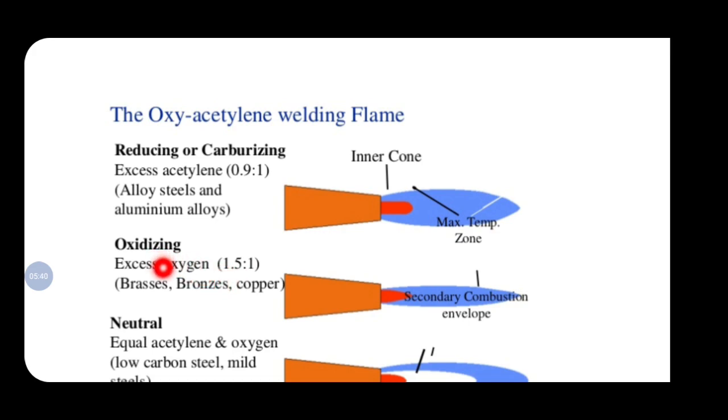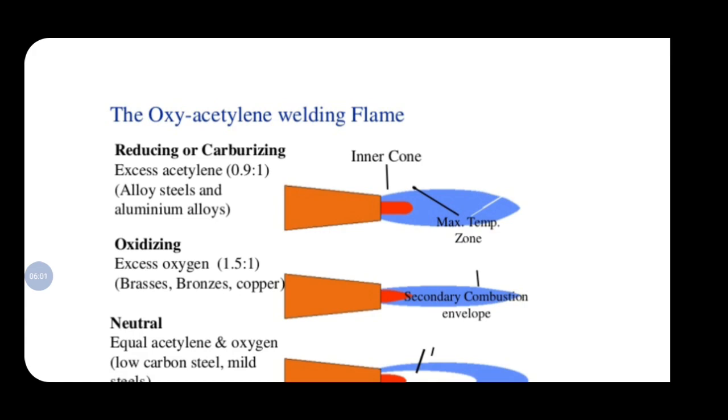Okay, so the oxidizing flame is characterized by the use of excess oxygen, 1.5 percent oxygen and 1 percent acetylene. Then we get the oxidizing flame. This flame can be used for welding brasses, bronzes, copper, etc. That is the oxidizing flame.